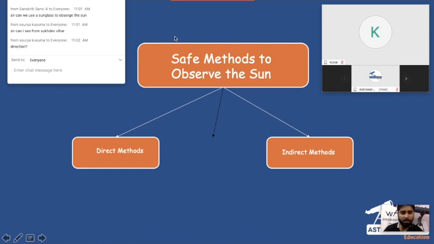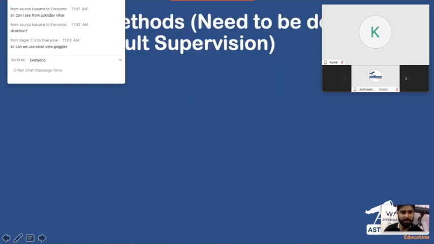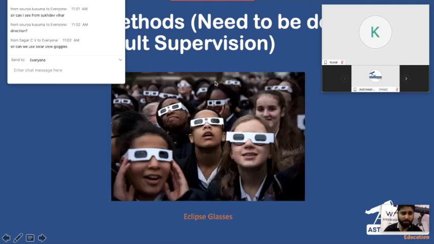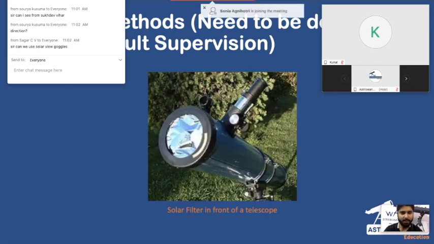Right, so let's talk about the safe methods and unsafe methods in detail. So, safe methods: direct methods need supervision. Some of the direct methods are eclipse glasses. You must have seen eclipse glasses before. I also have one, I'll show you at the end. Then there is a telescope with a filter on the top of it, right? The same kind of filter that is put on the eclipse glasses, if I put it in front of the telescope.